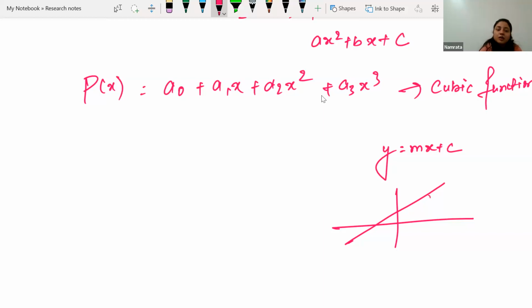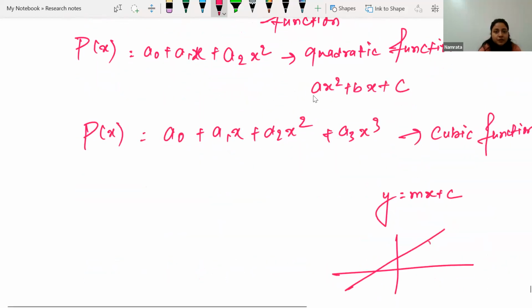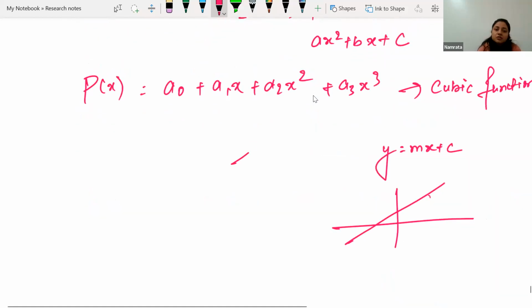Or if I talk about the other function, the constant function, f(x) equals c which we have taken, or y equals c.